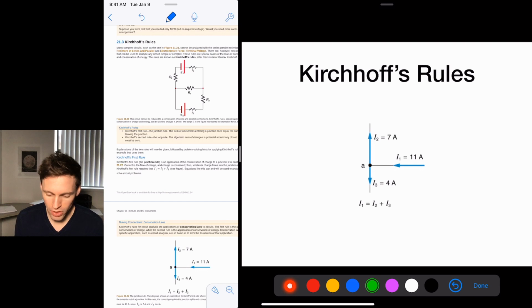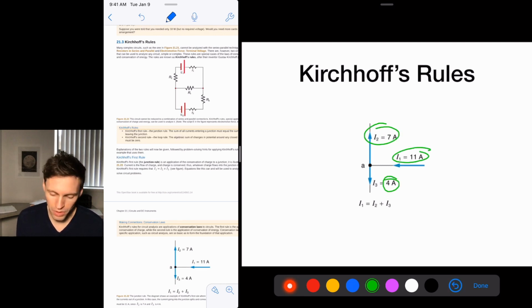So this is your junction rule. All the current coming in has to be accounted for coming out. So let's say you got 11 amps going into your node, you got 7 amps going here, you gotta have 4 amps going there. So that'll be a typical problem, is we'll give you these two, and then you gotta say, oh, well, there's 4 amps going down there because of this equality.